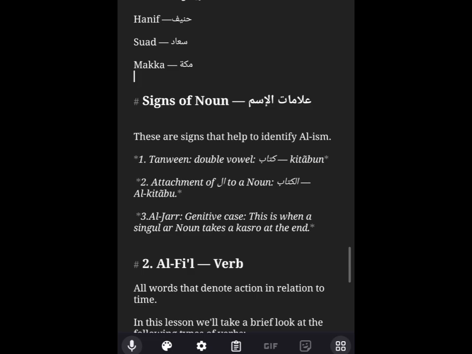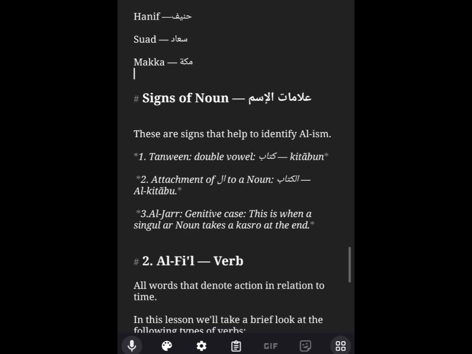The first one is tanween. And tanween is what we learned in the last lesson. If you missed the last lesson, kindly go back to lesson 1 and look at what we talked about regarding tanween. The first thing you look out for is tanween, which is double vowel.